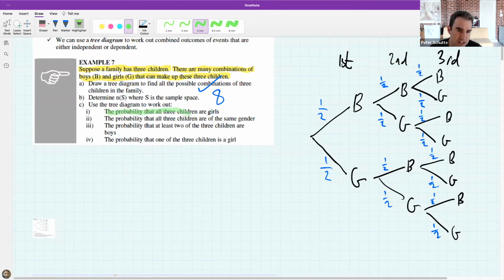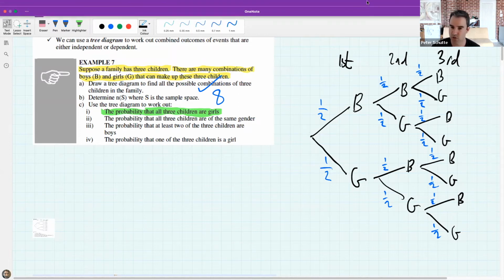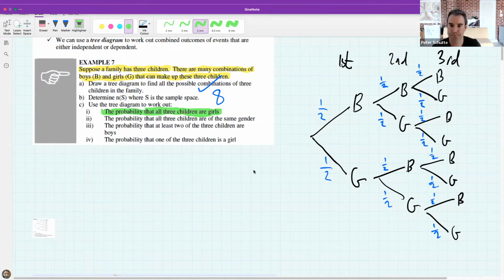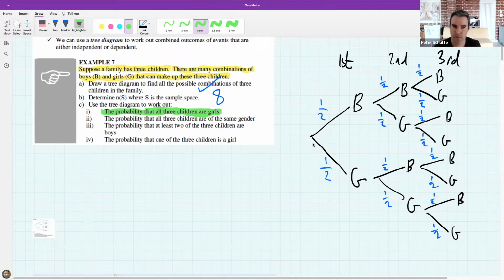Now, using the tree diagram, what's really nice is because each of these events, the first child, second child, and third child, are independent, all we need to do is multiply along the branches and then add up each branch that is accurate. So I want to ask you, what is the probability that all 3 children are girls? If we look at my tree diagram, I want to ask from the chat, what is the probability that all 3 children are girls? And how would we do it?